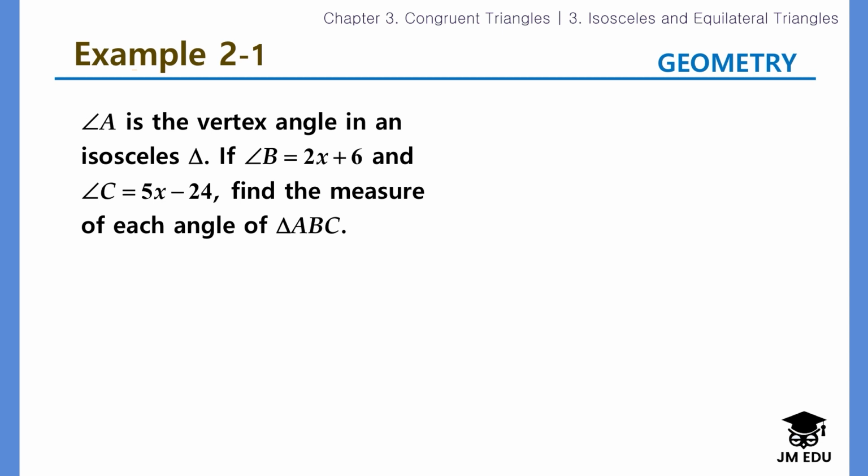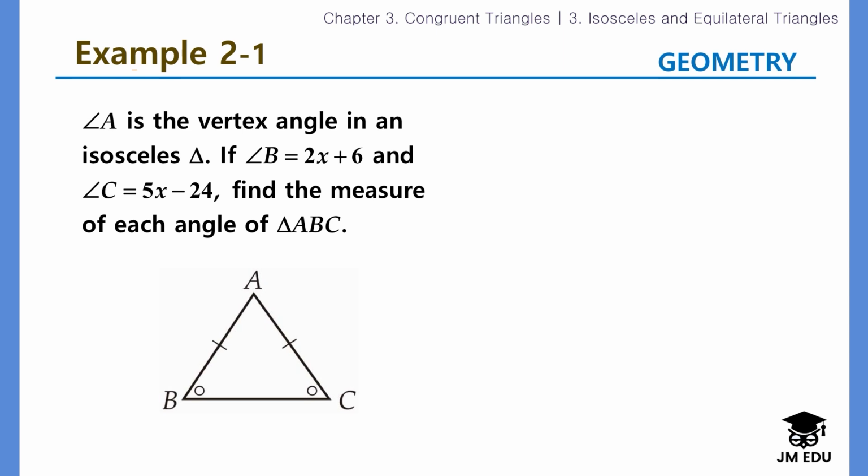Okay, let's try example 2-1. Angle A is the vertex angle in an isosceles triangle, and angle B is 2x plus 6, and angle C is 5x minus 24. Then find the measure of each angle of triangle ABC.